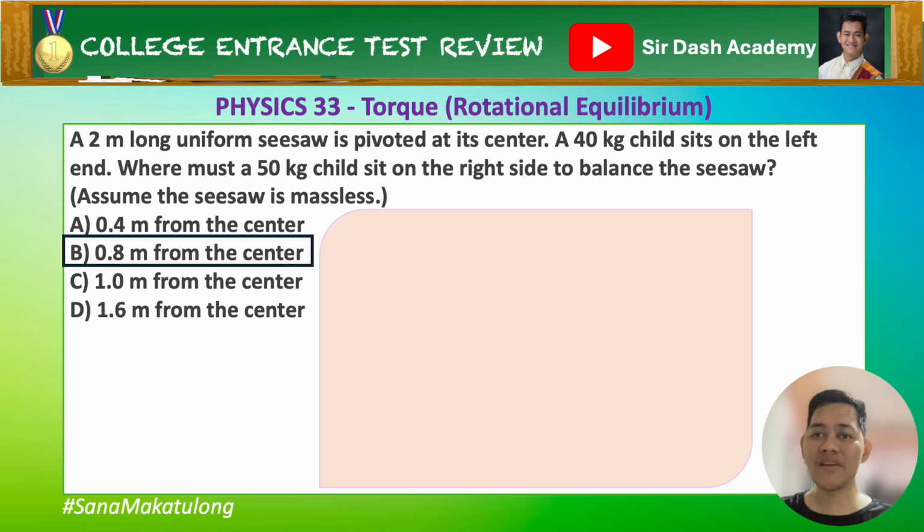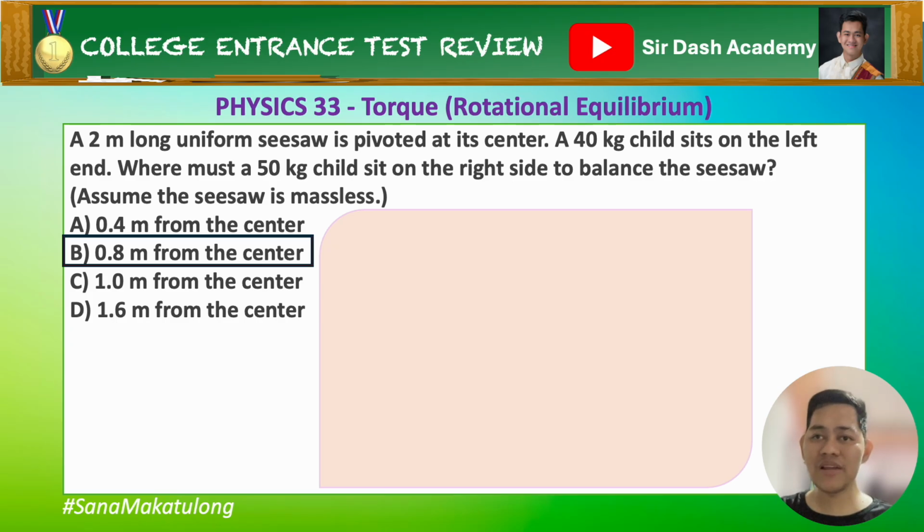Equal yun sa product ng force tsaka yung tinatawag nating lever arm. Ano yung lever arm? Ayun yung perpendicular distance from the pivot point. So, in equation, mamaya makikita nyo, that is tau equals F times R, or torque equals force times lever arm.